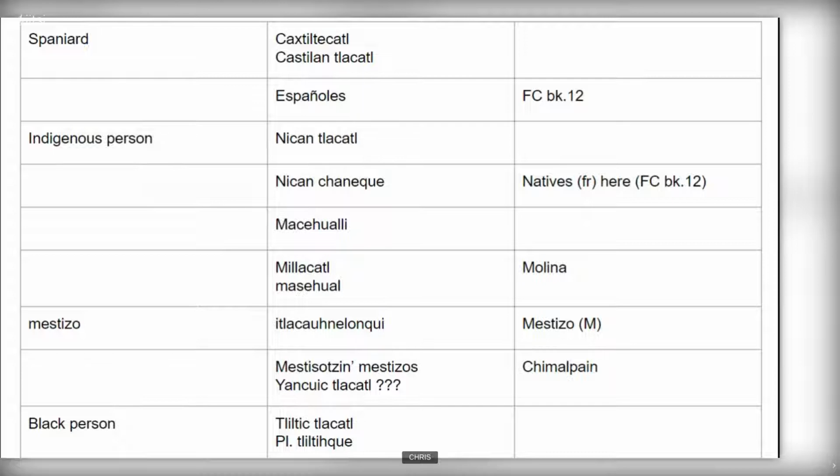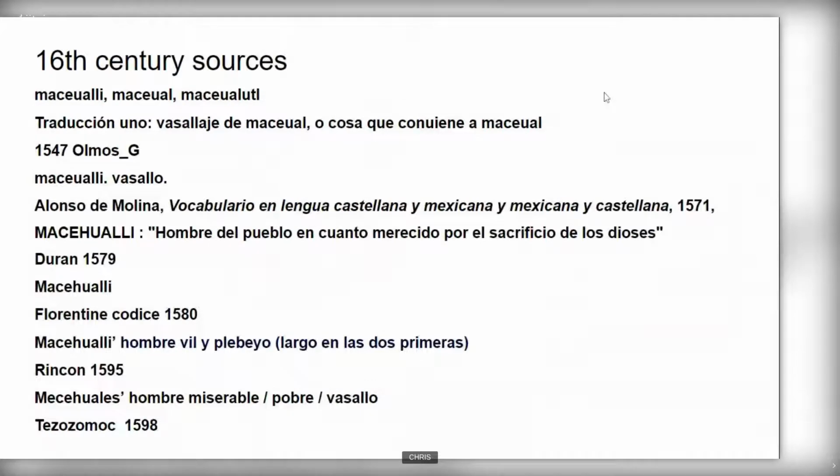That was found in Chimalpain. And then there's also Yancuitlacat, the new people or new person. I couldn't find the source on that, but I know for pretty much a fact I've seen it in the historical documents. And then a black person is a Tliltic Tlacat, or simply Tliltic. So those are some examples of the historical markers.